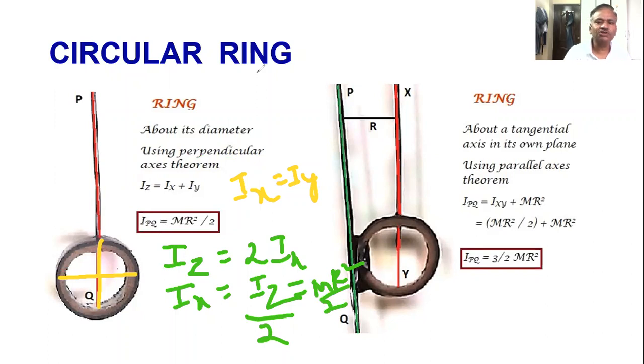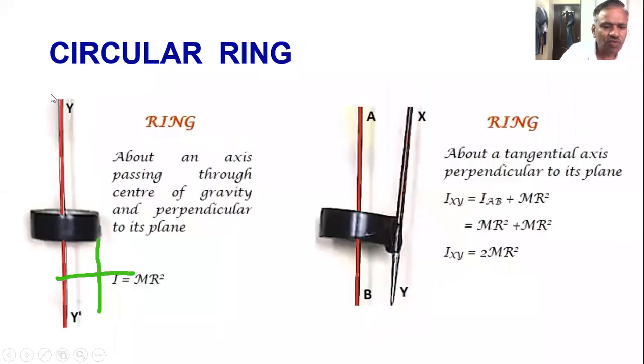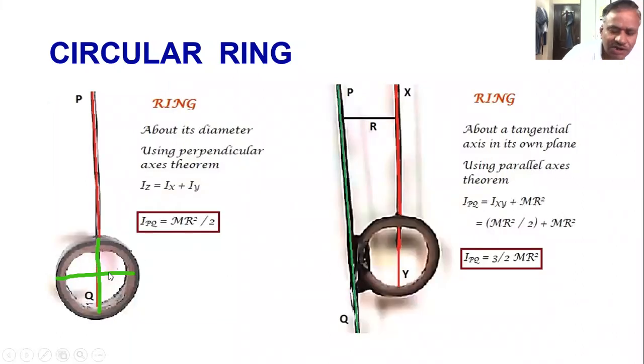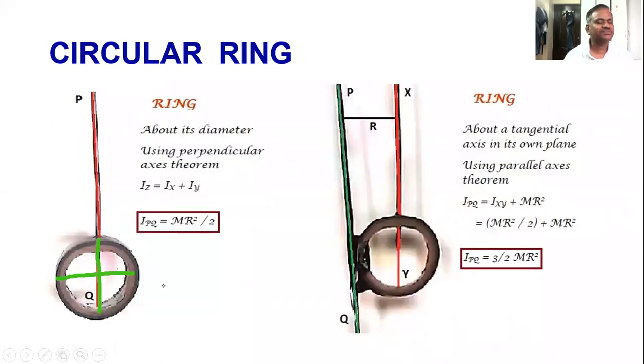What you should remember in this case is that about any one diameter, whether along this diameter or along this diameter, apply this logic for all the cases. Whatever we are getting now passes through the center of gravity, and we get this expression: mr square by 2.